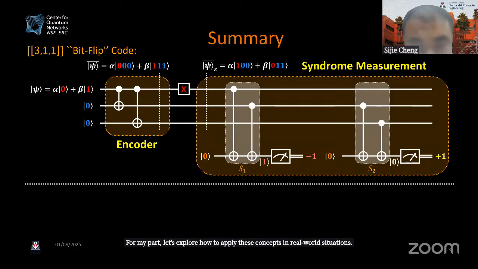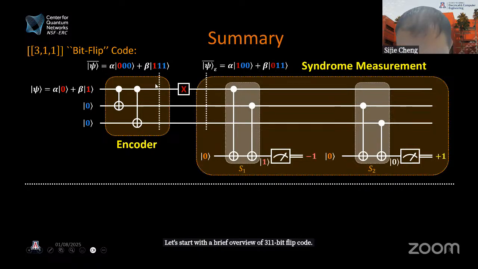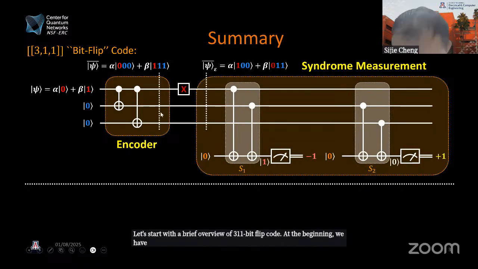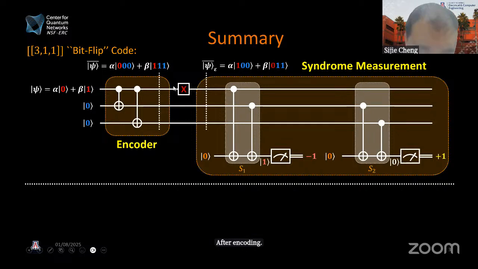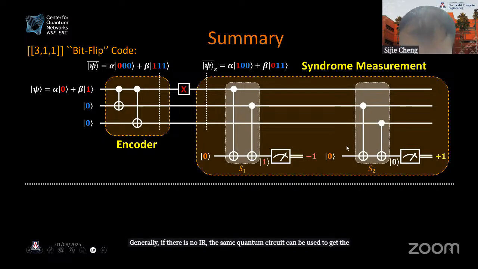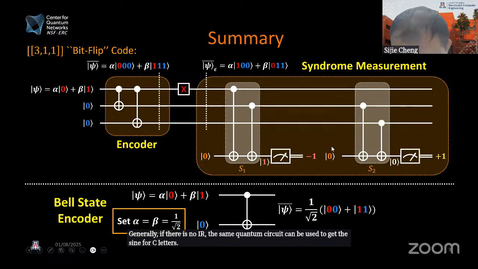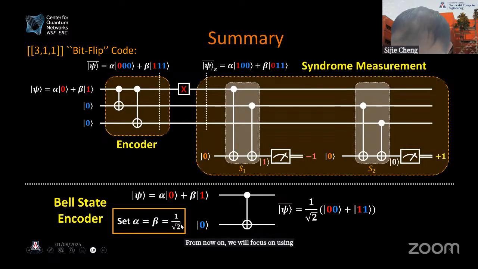Let's start with a brief overview of a 3-1-1 bit flip code. At the beginning, we have a quantum state. After encoding, we get the coded state. If an error occurs, we can use the syndrome measurement to get the syndrome for the error. Generally, if there's no error, the same quantum circuit can be used to get the sign for stabilizers. From now on, we will focus on using the Bell state as a tool to demonstrate quantum error correction applications.